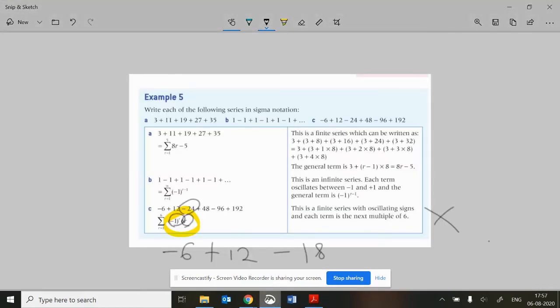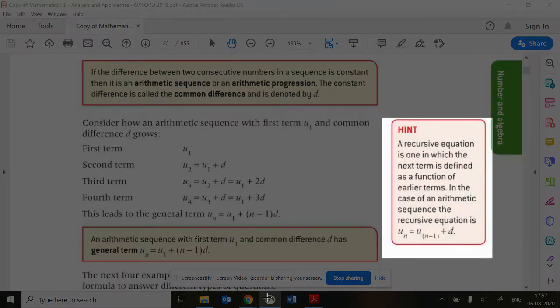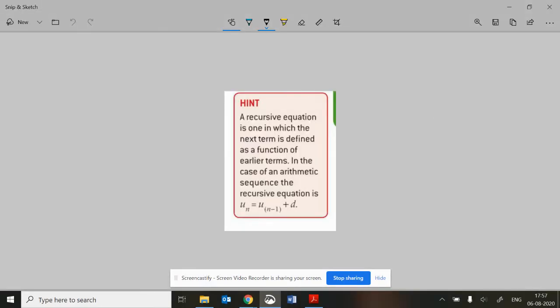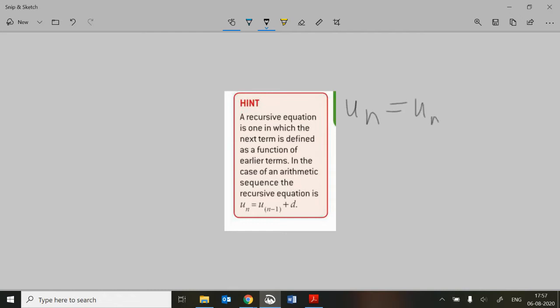That was worth looking at, because that can turn up a fair bit. So it will say un equals, in this case, un minus 1 plus d. And that's for an arithmetic progression or an arithmetic sequence. We used to call arithmetic progressions APs. So we're talking about APs and GPs at the moment. This is the recursive definition for an arithmetic sequence.